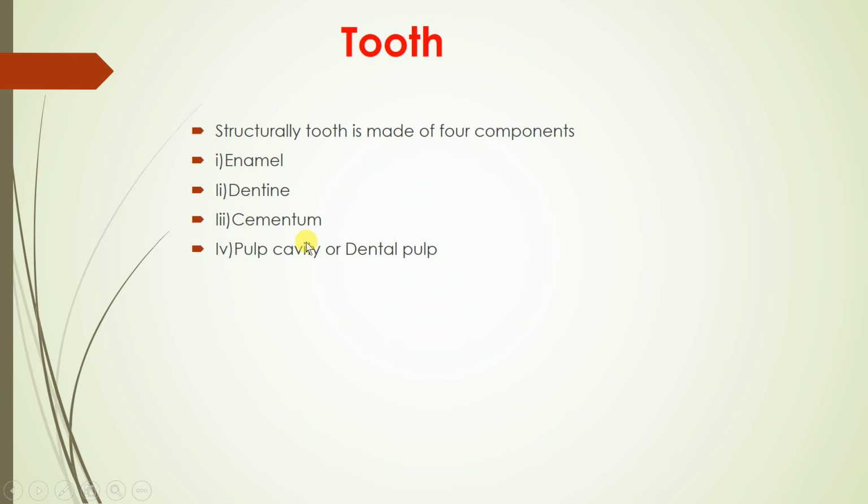Now the last, number 4, is the pulp cavity, also called the dental pulp. It is the central cavity in the tooth filled by the dental pulp. It has a narrow pulp canal or root canal near the root, which communicates with periodontal tissues through one or more foramina. These openings at or near the apex are called apical foramina.